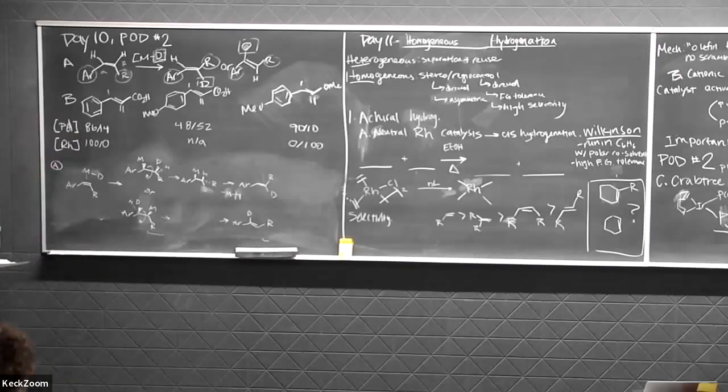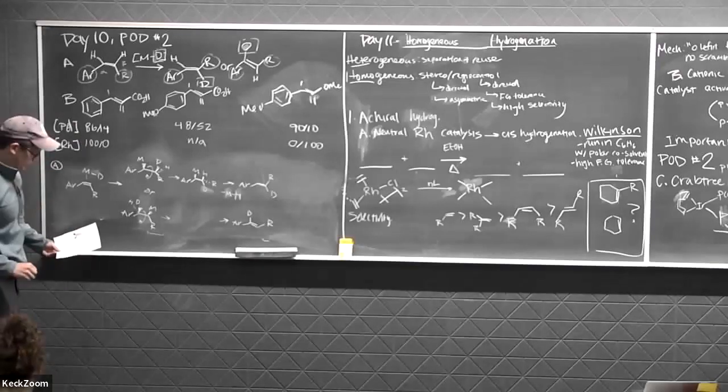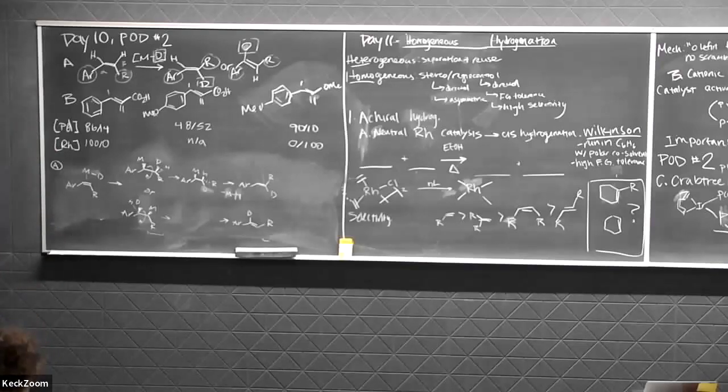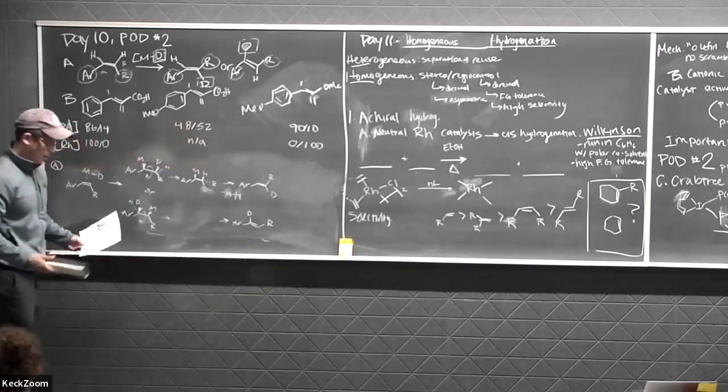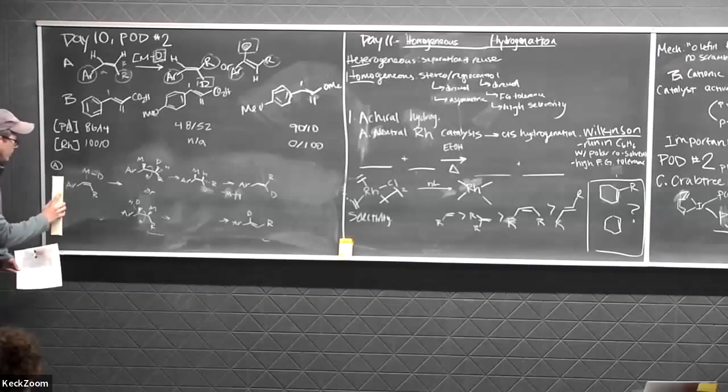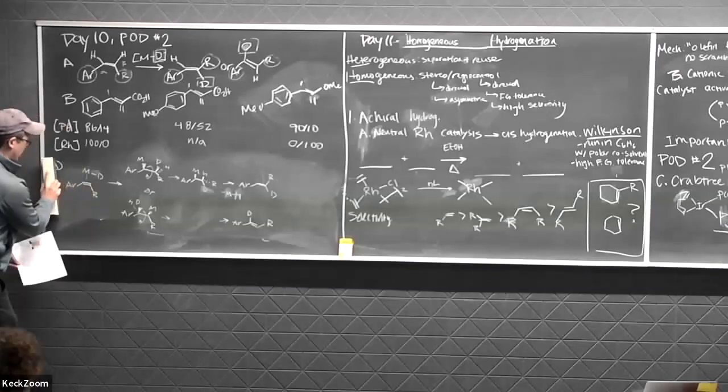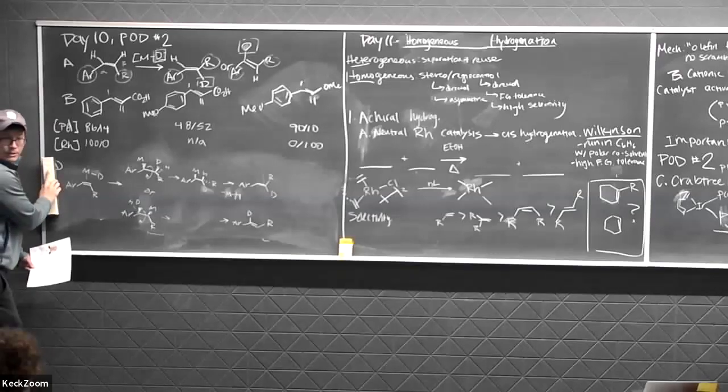Okay, so now we have a general mechanistic framework, and we need to now rationalize the relative isotope distributions in part B. So let's discuss this one as a class. Everybody have this? Okay.